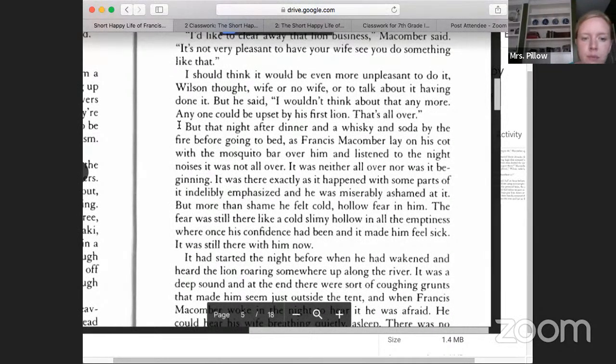But that night after dinner and a whiskey and soda by the fire before going to bed, as Francis Macomber lay on his cot with a mosquito bar over him and listened to the night noises, it was not all over. It was neither all over nor was it beginning. It was there exactly as it happened, with some parts of it indelibly emphasized, and he was miserably ashamed at it. But more than shame, he felt cold, hollow fear in him. The fear was still there, like a cold, slimy hollow in all the emptiness where confidence had been, and it made him feel sick. It was still there with him now.